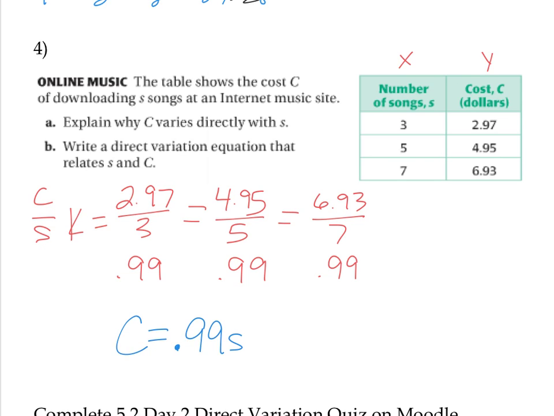And so we could figure out if we wanted to know how much it was going to cost for 15 songs, we could plug a 15 for s, 0.99 times 15. Or for 8 songs, or any number of songs, we could plug in and figure out what that cost would be.